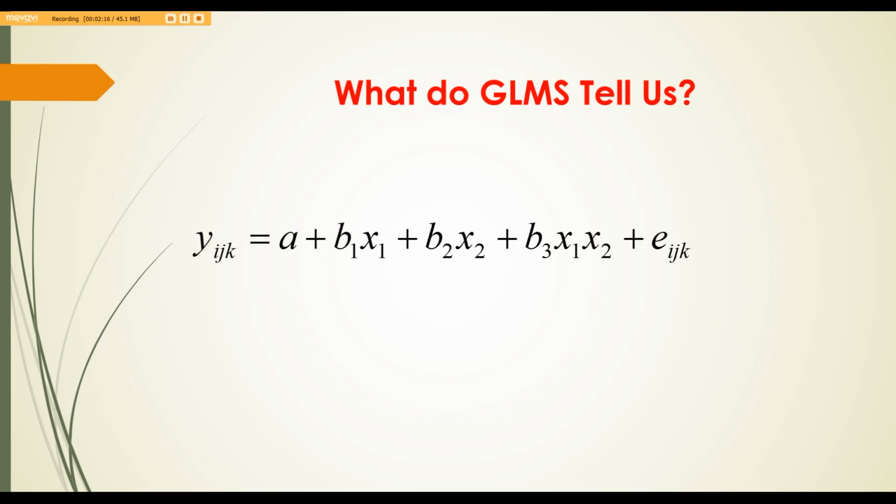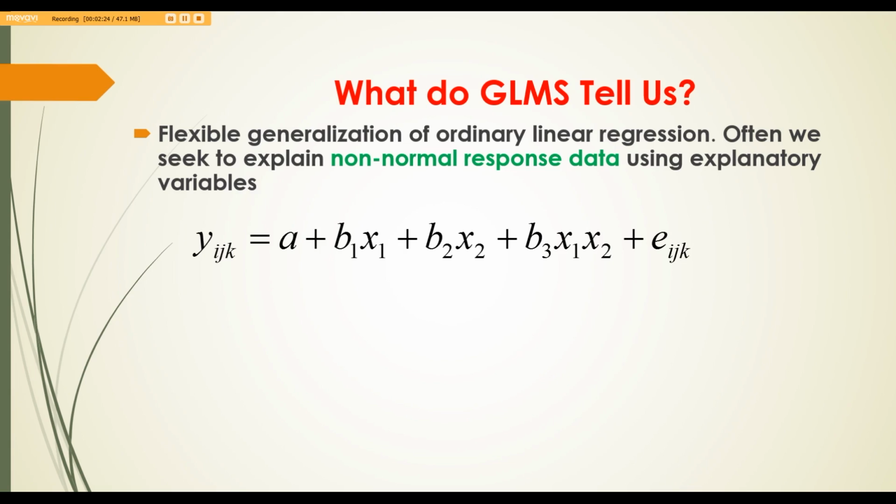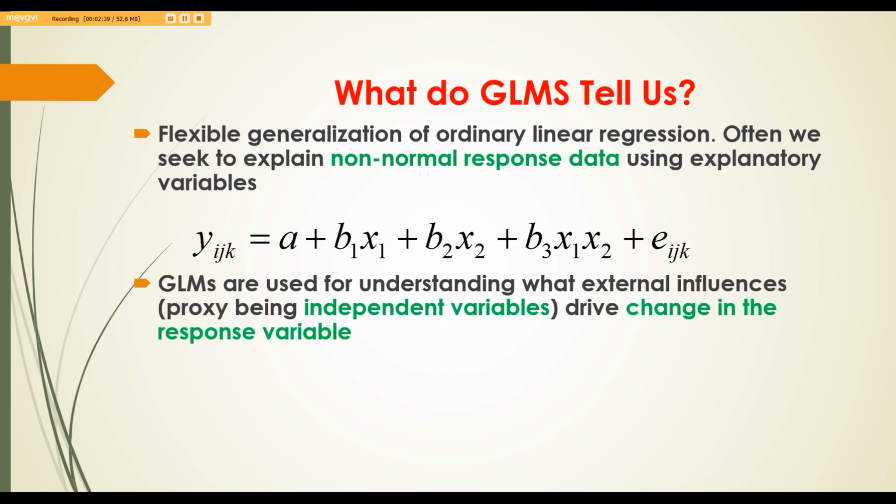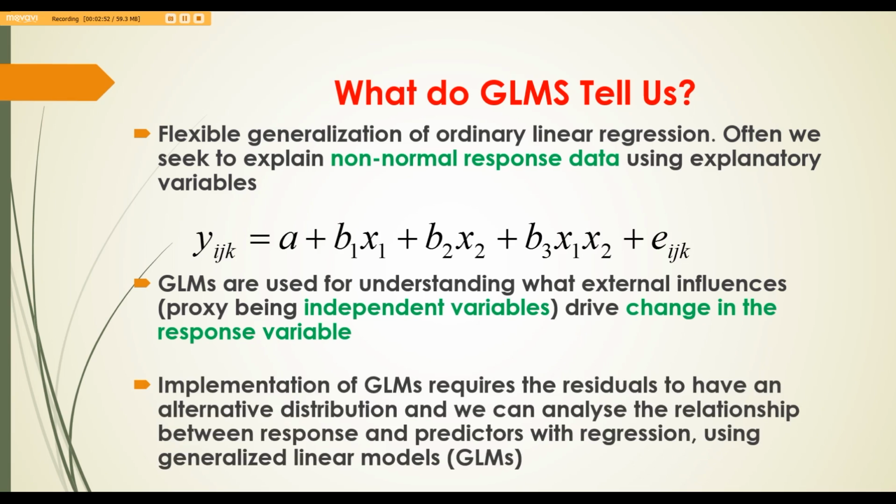So this is a typical linear regression equation that we are familiar with, and what do GLMs tell us and where do they fit in? These are a flexible generalization of ordinary linear regression, and essentially we can use these to explain non-normal response data using explanatory variables, the way we do in a conventional linear regression. And in this case, we try to understand what external influences, represented using independent variables, drive the change in the response variable.